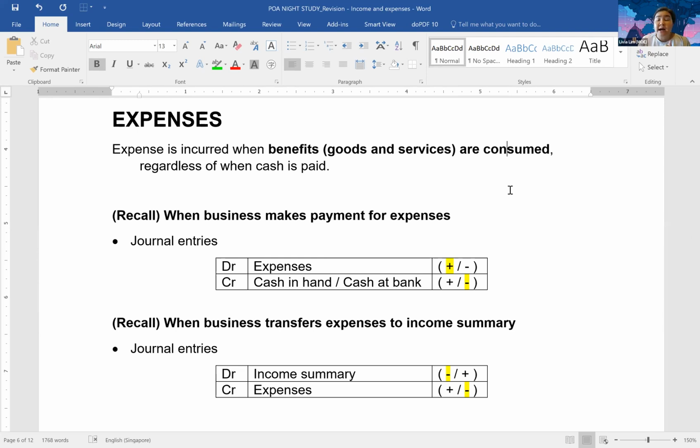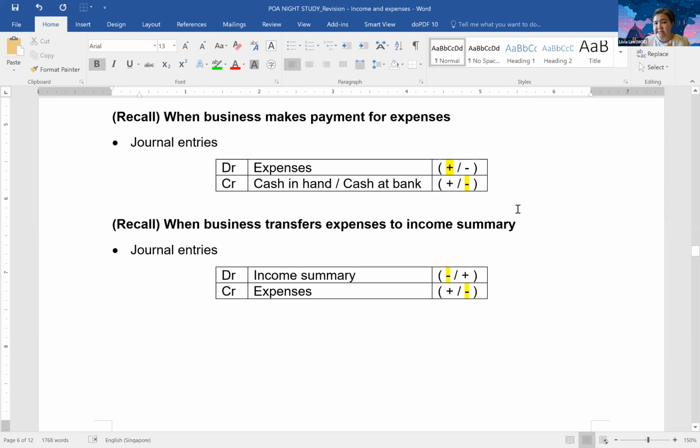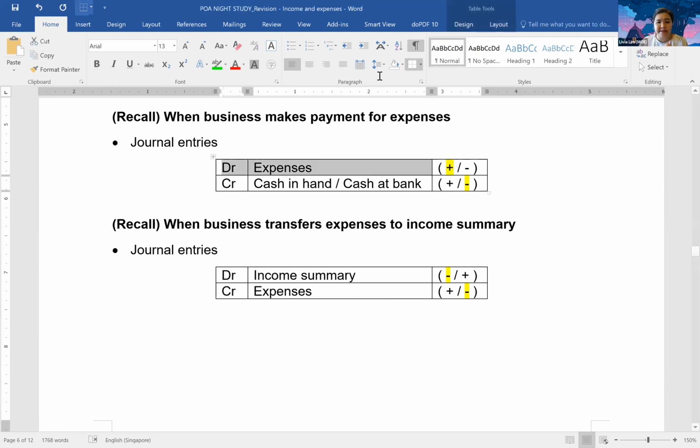All right. So recall your double entry. When your business makes a payment for expenses, these are the two accounts that are affected. Firstly, you debit expenses. You record an increase in expense. Secondly, you credit cash in hand or cash at bank because you have made a payment for that. Okay, I think this double entry, all of us more or less understand.